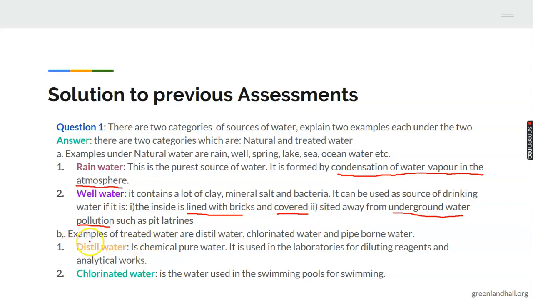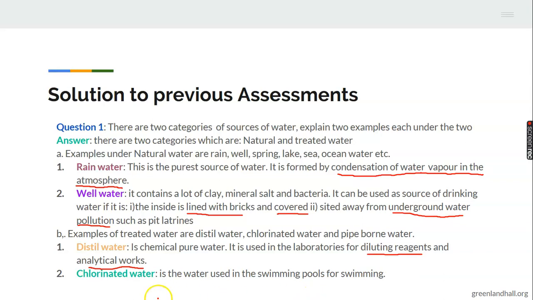Then the second part of question 1 says, example of treated water. So I gave you like 3 or 4 here. The one I'm going to talk about is distilled water. Distilled water is the same thing as chemically pure water. It is used in laboratories for diluting reagents or for analytical work. Analytical is when they want to know the amount of substance or elements in a particular procedure or in a particular test. You have to use water free of iron and everything, so they usually use distilled water in the lab for that.